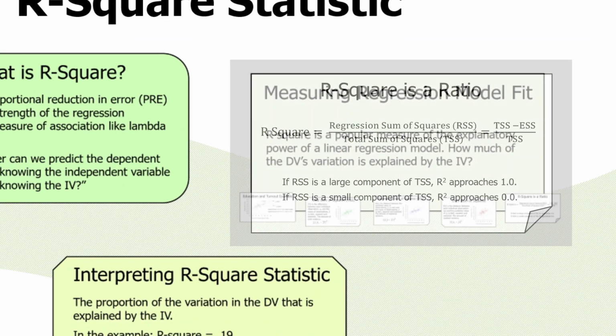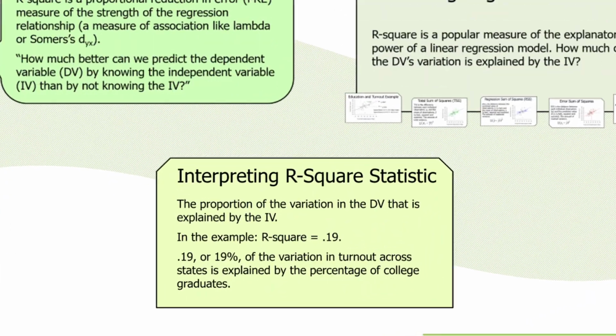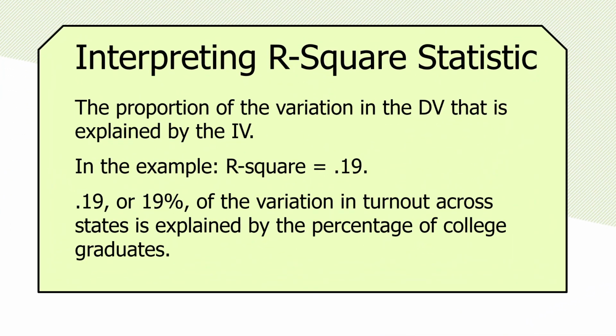Here's how to interpret R squared. We would interpret R squared as the proportion of the variation in the dependent variable, represented by total sum of squares, that is explained by the independent variable, which is represented by regression sum of squares. I like to say it in terms of percentages. We'll see that in a moment.